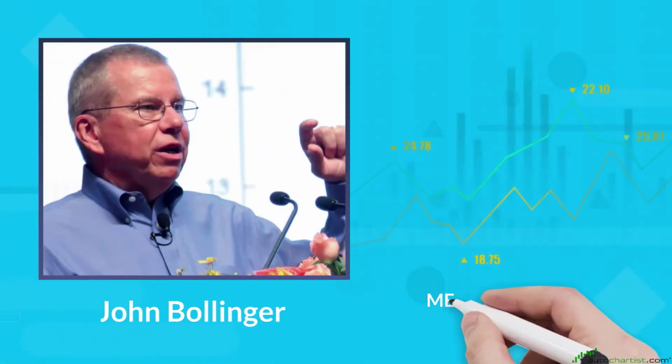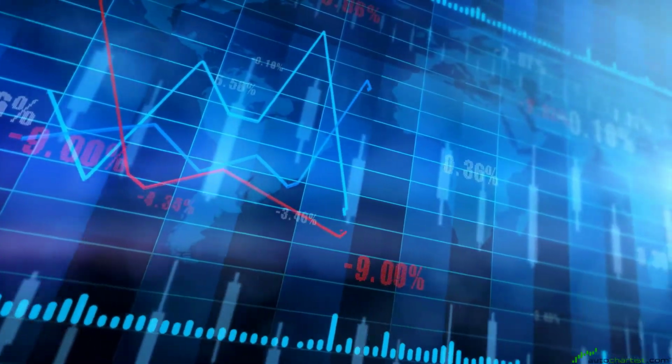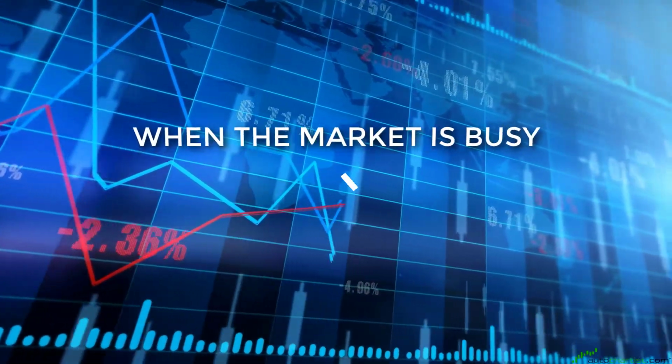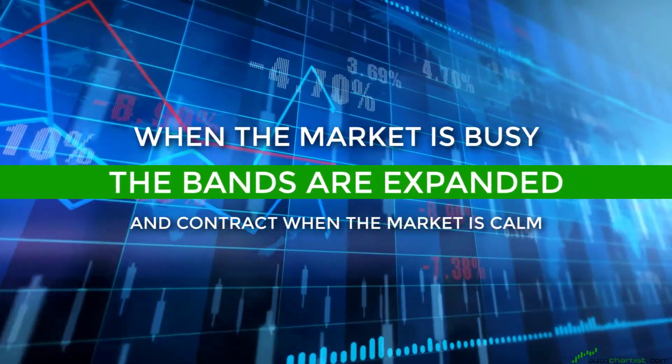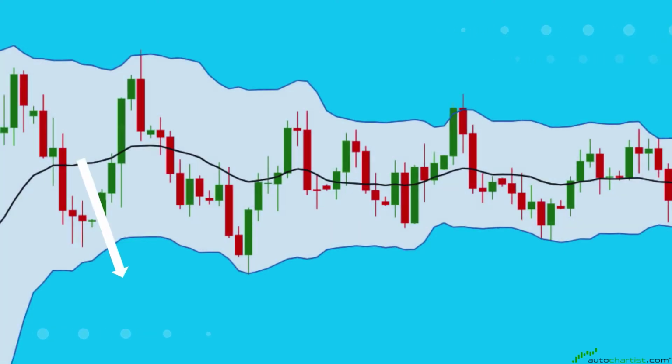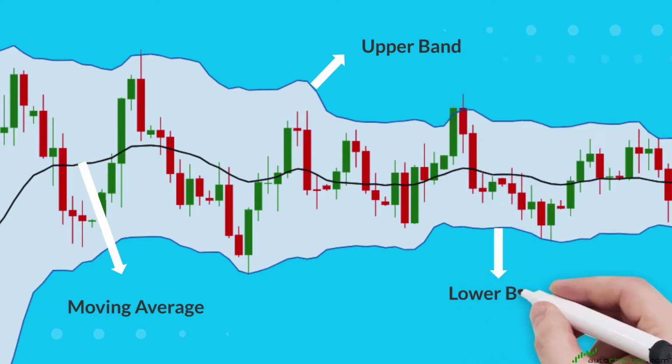Bollinger Bands. This indicator was founded by John Bollinger, and it measures market volatility. This depicts whether the market is full of activity or idle. When the market is busy, the bands are expanded and contract when the market is calm. The Bollinger bounce occurs when the price comes back to the center of the bands. This takes place because the bands operate like fluctuating support and resistance levels.